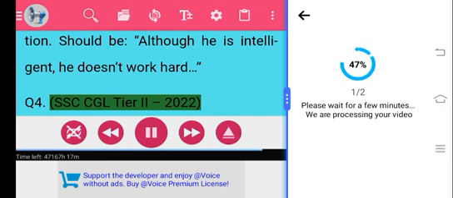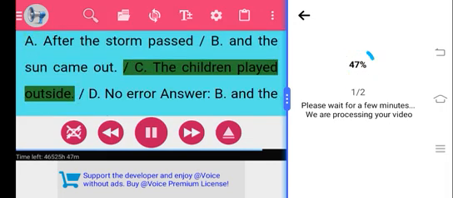Q4. SSC CGL Tier 2, 2022. A. After the storm passed. B. And the sun came out. C. The children played outside. D. No error. Answer: B, and the sun came out.